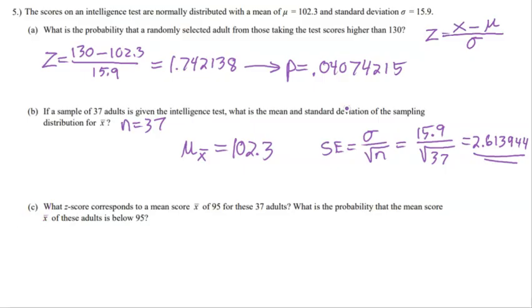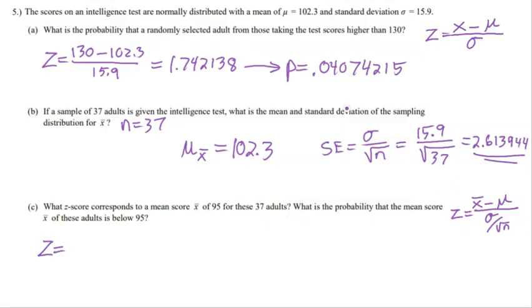All right, part C. What z-score corresponds to a mean score of 95 for those 37 adults? Well, this is now asking for us to identify the z-score for a sampling distribution mean. So now it's X bar minus mu over sigma divided by the square root of n, because it's asking about the sample. It's not asking about a single adult. Up here, it was a single selected adult. Now it's the mean of 37 adults. That's why we're using this formula.